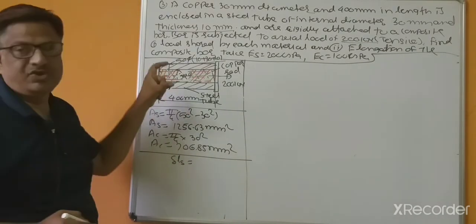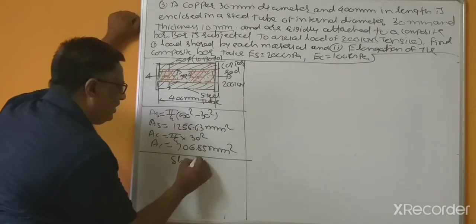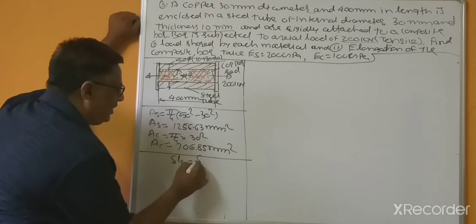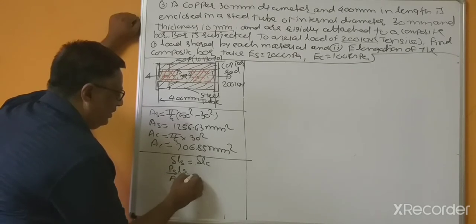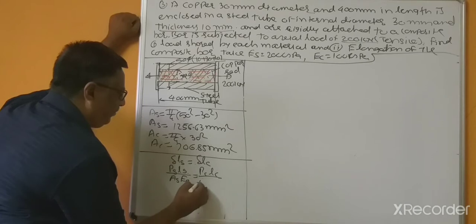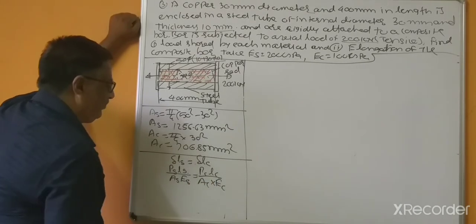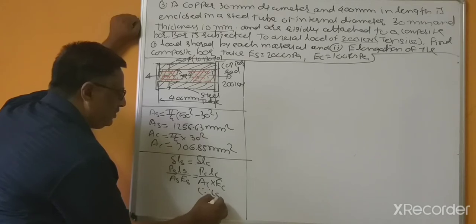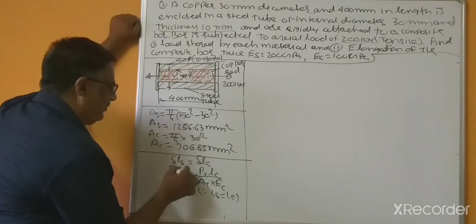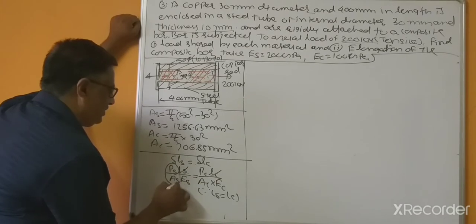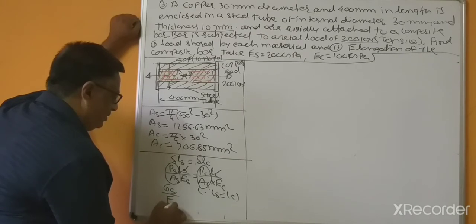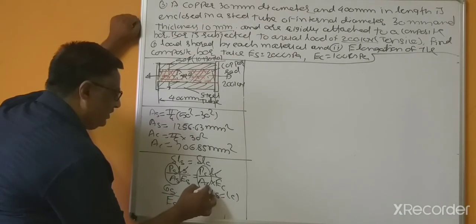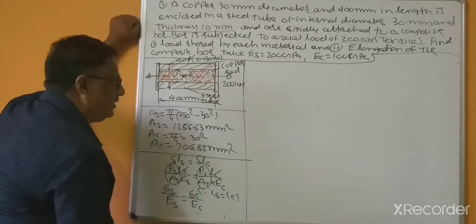Again you use that relation, because the change in length of both materials should be the same. So delta LS equal to delta LC. So this is PS LS by AS ES equal to PC LC by AC EC. Now since LS equal to LC, this gets cancelled, and this is sigma S divided by ES equal to sigma C divided by EC.